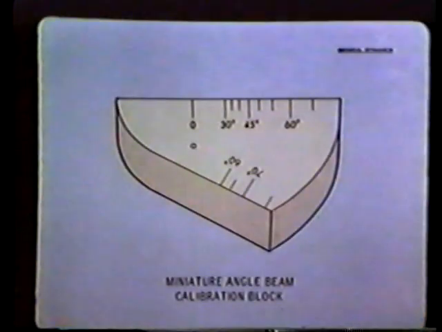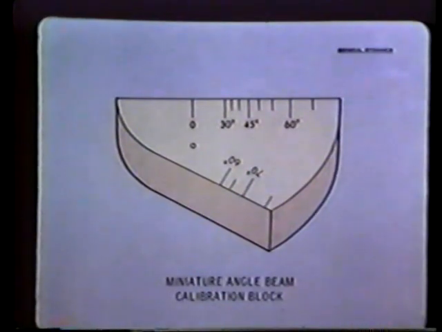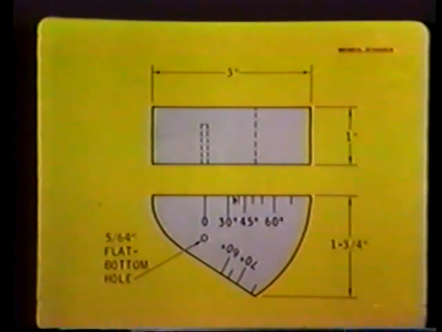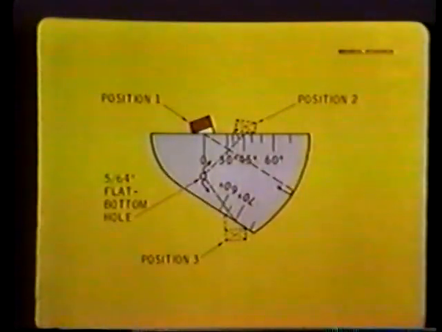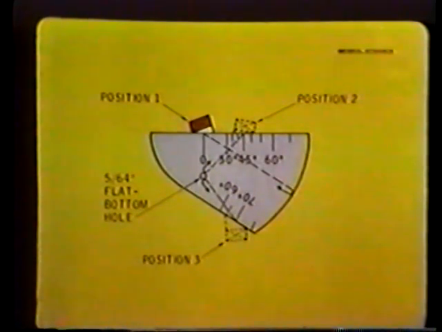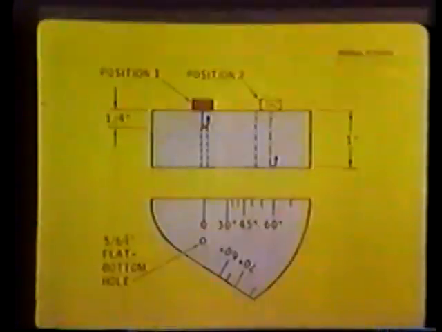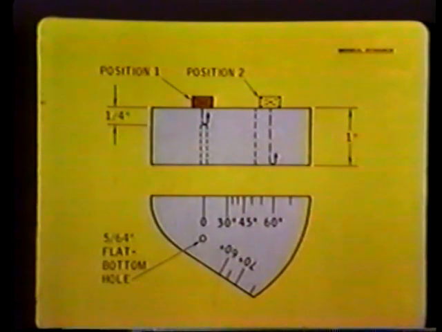Another special block is the miniature size angle beam calibration block. It measures 3 inches long by 1 3/4 inches high, 1 inch thick. A 5/64 inch diameter flat bottom hole is drilled in one side. Like the IIW block, the miniature angle beam block has precisely controlled angles and curves for calibrating test instrument range, determining transducer beam exit point, refraction angles. It also can be used for straight beam distance calibration.